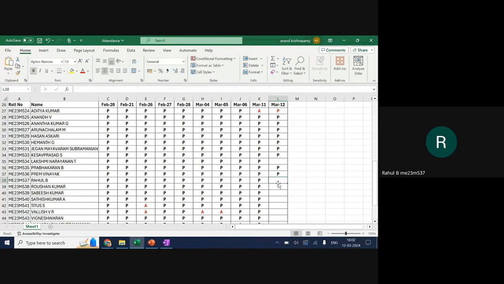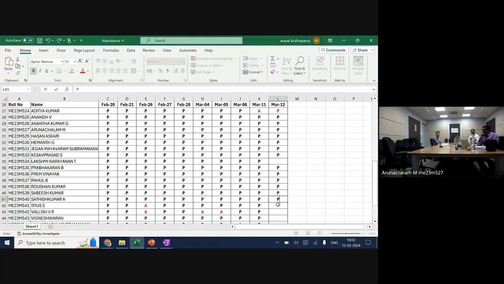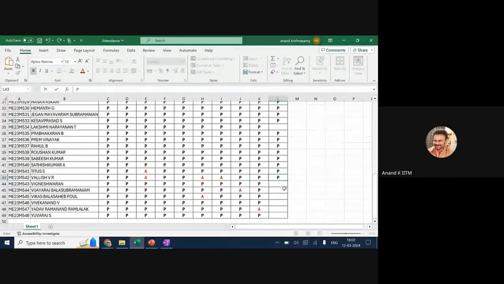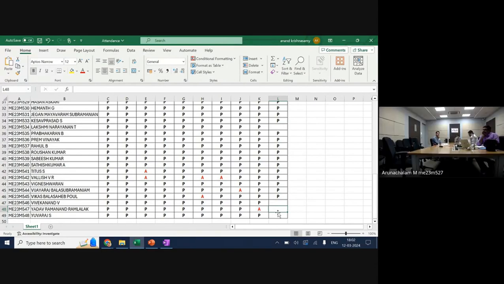Rahul, Yes, sir. Roshan Kumar, Yes, sir. Sabish Kumar, Present, sir. Satish Kumar, Present, sir. Titus, Present, sir. Valish, Yes, sir. Vigneshwaran, Present, sir. Vijayaraj, Yes, sir. Vikas, Present, sir. Vivekanand. Yadav, absent, sir.